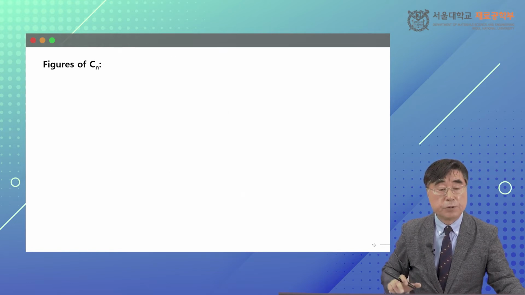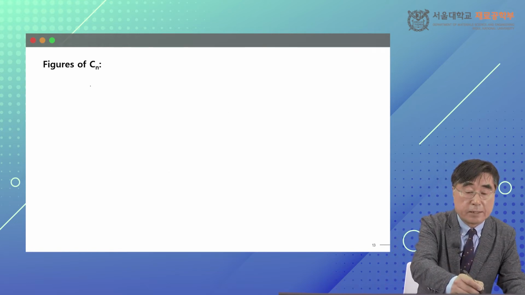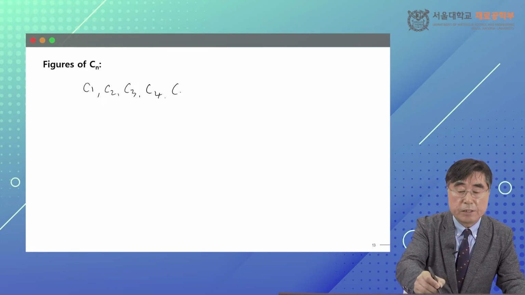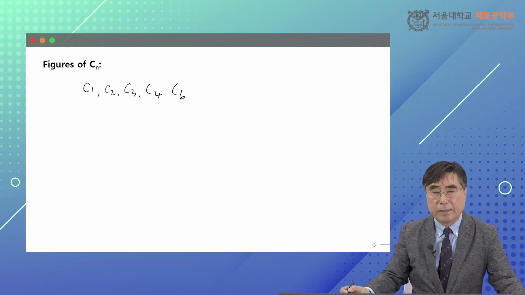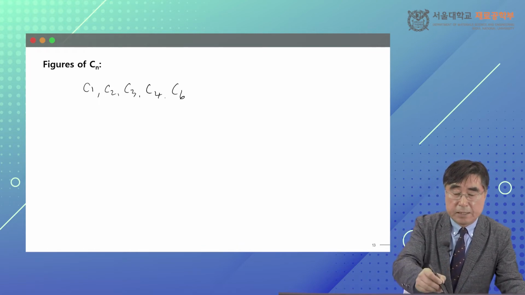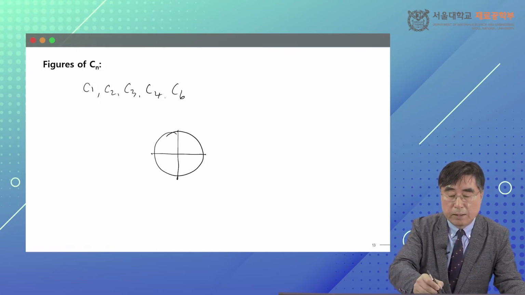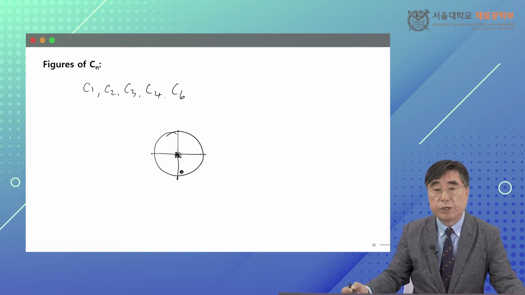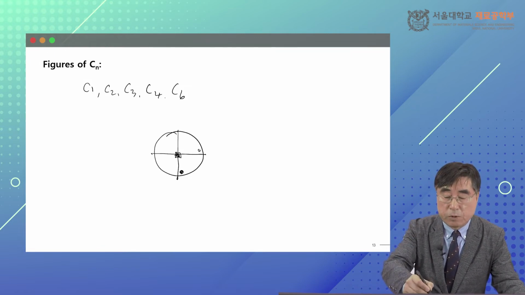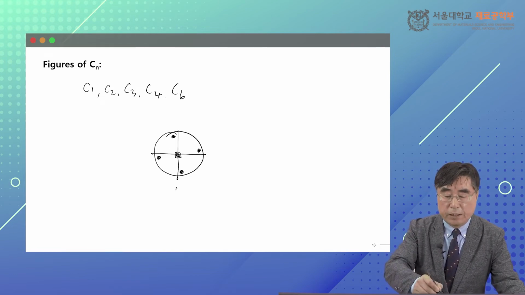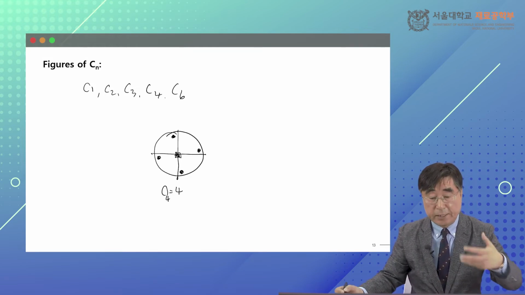So let's first go to Cn. Again, there are C1, C2, C3, C4, C6. I don't think I have to do it again. Basically for C4, if you do the stereographic projection, then there is one 4-fold rotation operation. Then when you have one pole, a general pole, this general pole generates 4 folds. So this is C4. C4 is basically the same as 4-fold in notation. C6 is C6.